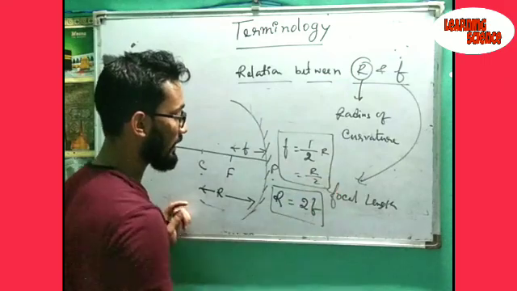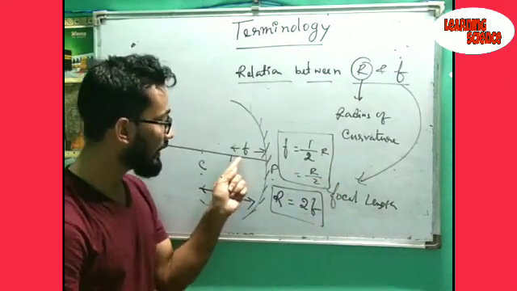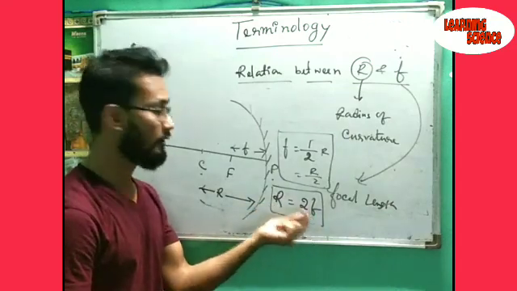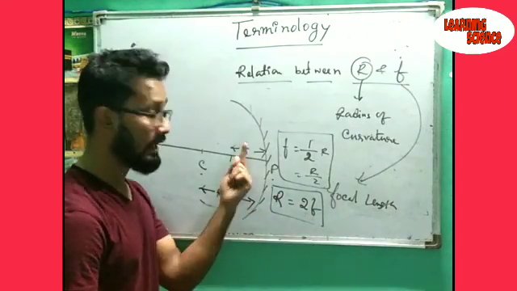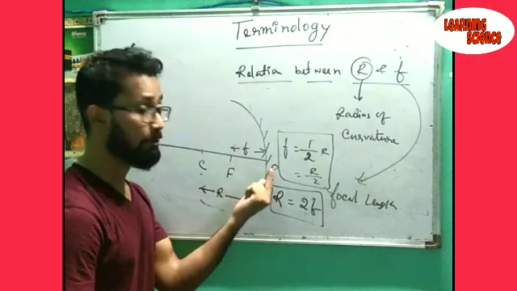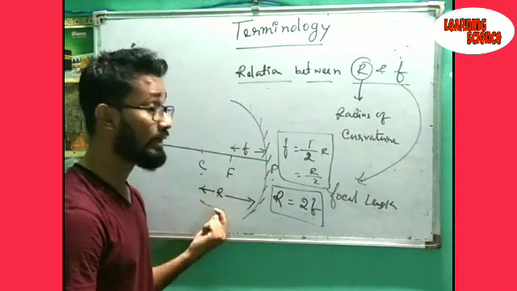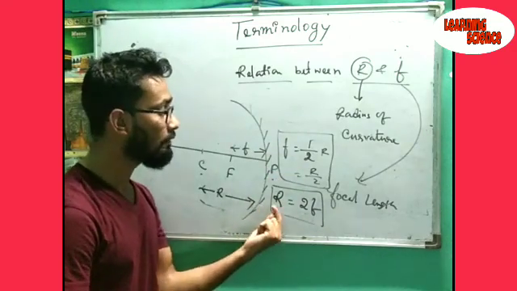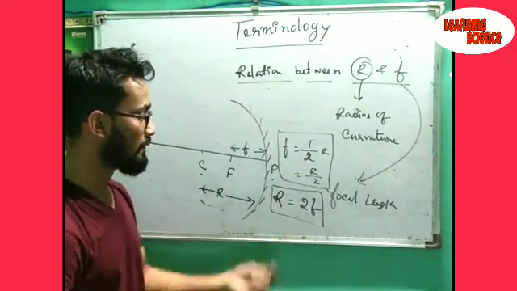This formula is very, very important. Focal length is half of the radius of curvature, and radius of curvature is double the focal length. F for focal length, the distance between the pole and the principal focus, and R for radius of curvature. This is the relation: F equals R by 2 and R equals twice F. Several questions may come from this.